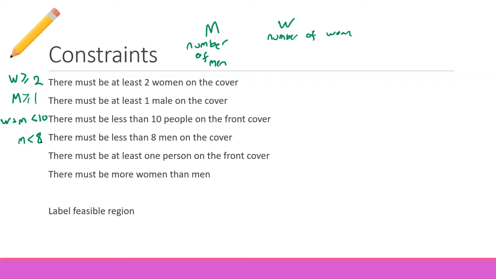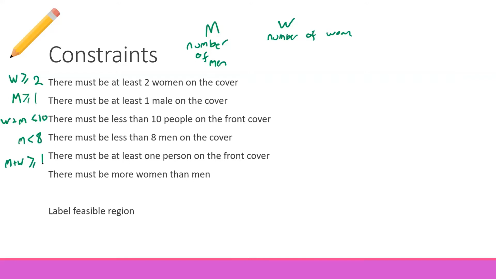Okay, there must be at least 1 person on the cover. I'll do this one. At least 1 person means that we don't care about men or women. We don't care what gender they are. There just has to be someone on the cover. So if I take all the men and add them to all the women, that total must be more than or equal to 1. Men plus women must be greater than or equal to 1. You might be saying, but it just says 1 person. But if M is 0, then W has to be 1. If W is 0, then M has to be 1.